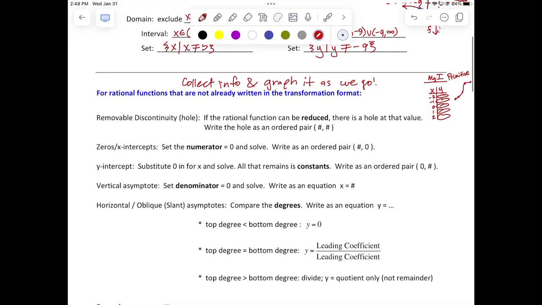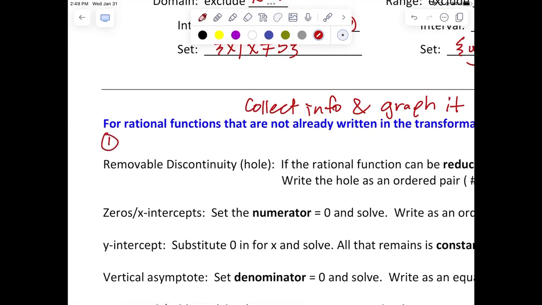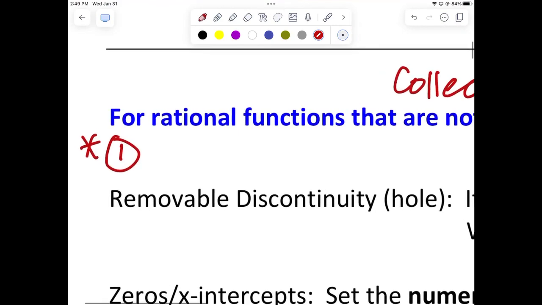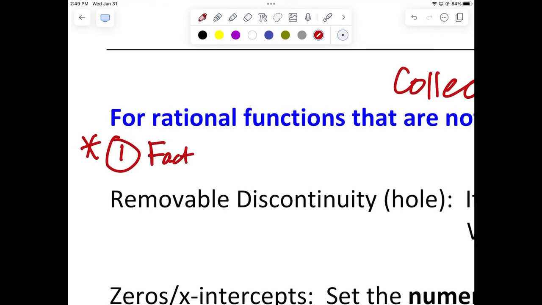So the first thing that you're going to do, number one, out of the box, for any type of function, is you're going to factor it. Okay, you're going to factor it for the purpose of finding the domain. To find the domain.